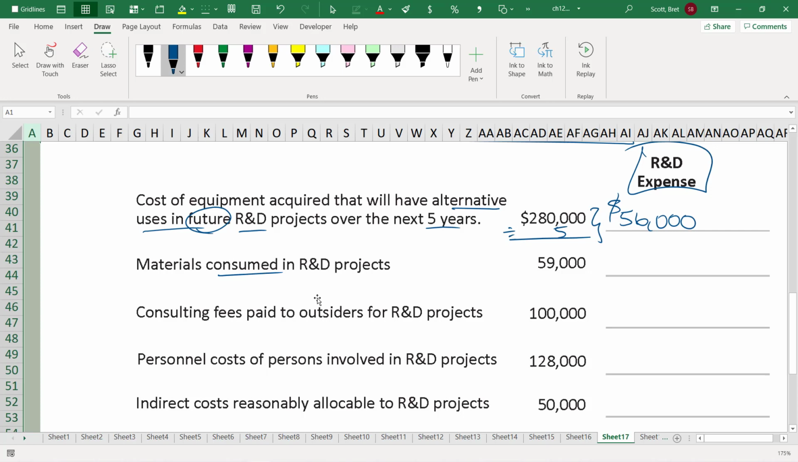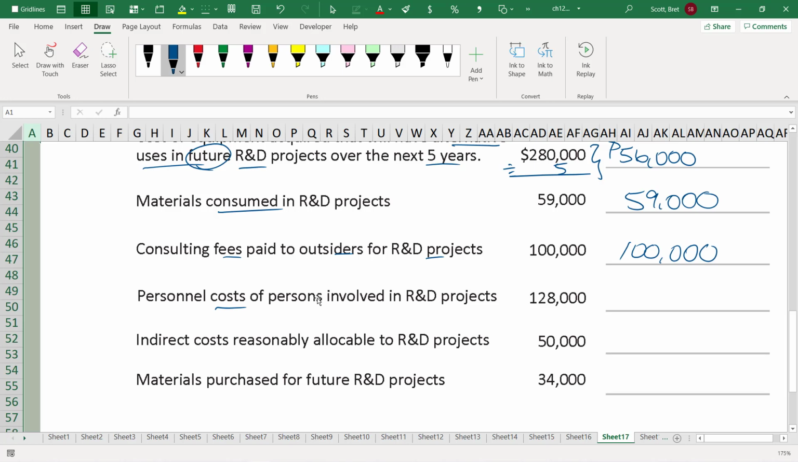Materials consumed in R&D projects. This would be like supplies expense, except that these are materials or supplies consumed in trying to discover something. So we'll just call that $59,000, the full $59,000 will just be R&D. Consulting fees paid to outsiders for R&D projects. Consulting expenses, contractual expenses, right? Those might appear somewhere typically in, say, salaries and wages. But in this case, these are fees paid specifically for what purpose? R&D. So we'll just go ahead and classify them, lump them in with everything else.